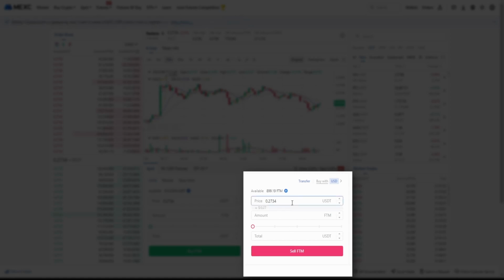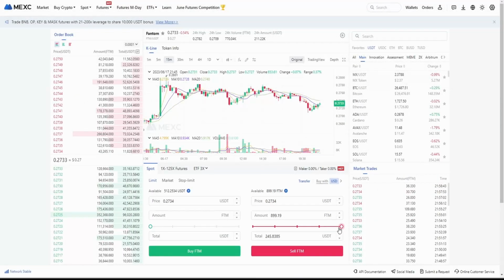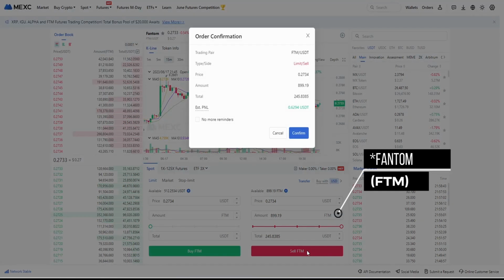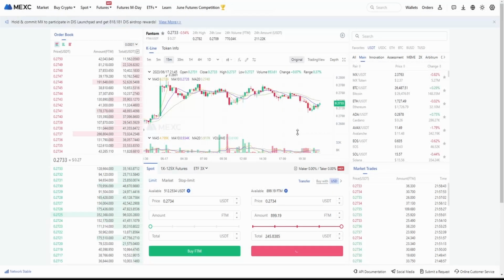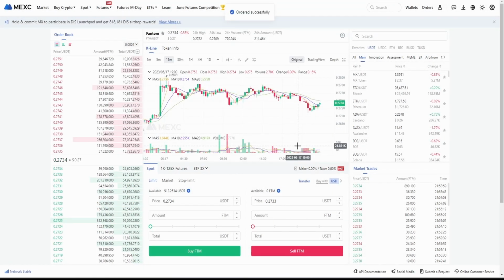So I have the Phantom here. This is the current price, the amount of Phantom. How much do I want to swap? So I'm going to swap the total amount. I simply click and drag all the way through. So I got 100% of the Phantom I want to sell. And it's showing me the dollar amount that I'm getting in exchange for USDT. So I hit sell. And I simply confirm. And it's that simple. Now I have got rid of my Phantom and now I have USDT.